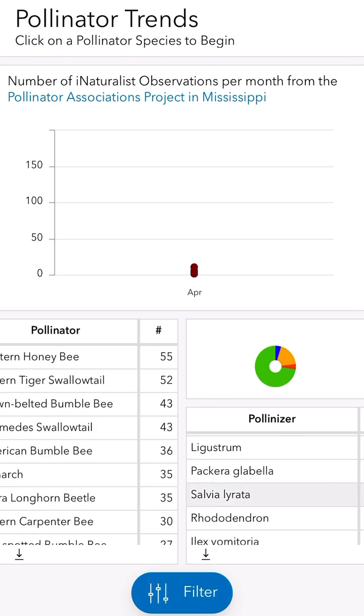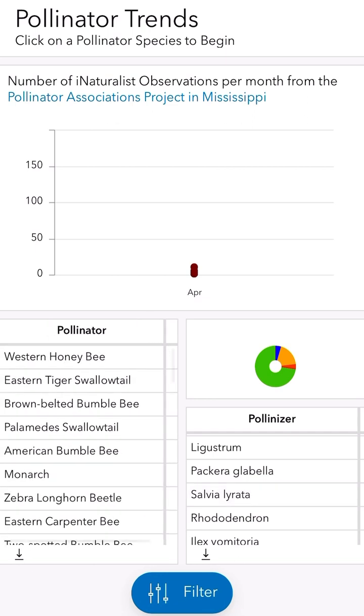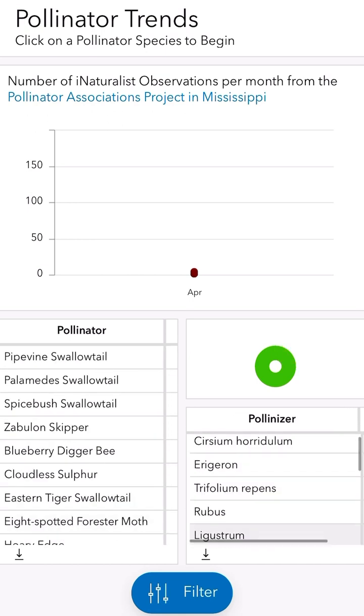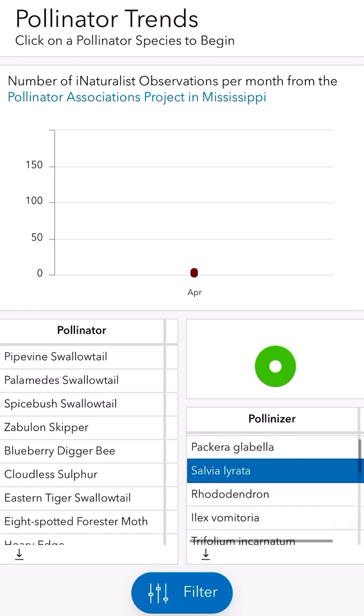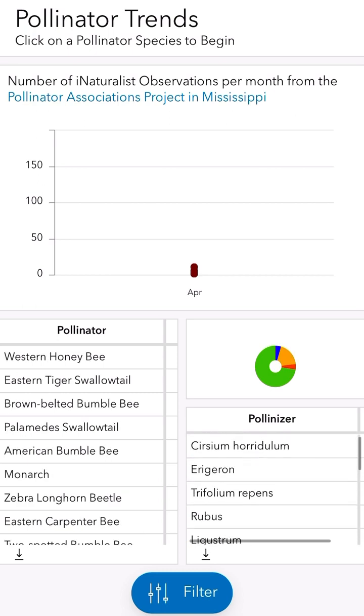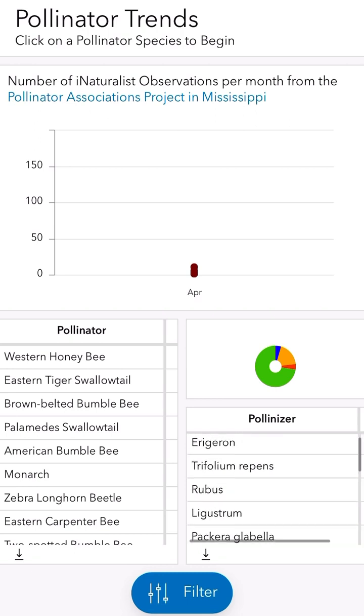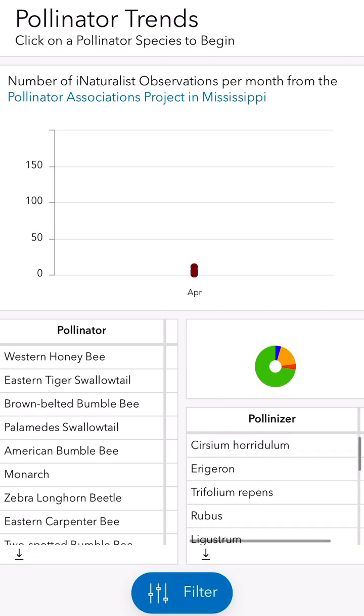And I apologize for not having common names on these yet. I will have common names for the plants. It took me quite a bit of effort to get the common names for the pollinators. Lyre-leaf sage. So these are the plants that, in April, there are a lot of plants blooming, but these are the ones where you're most likely to see something visiting them. And I hope that this is helpful to all the gardeners in the state and the nature lovers.